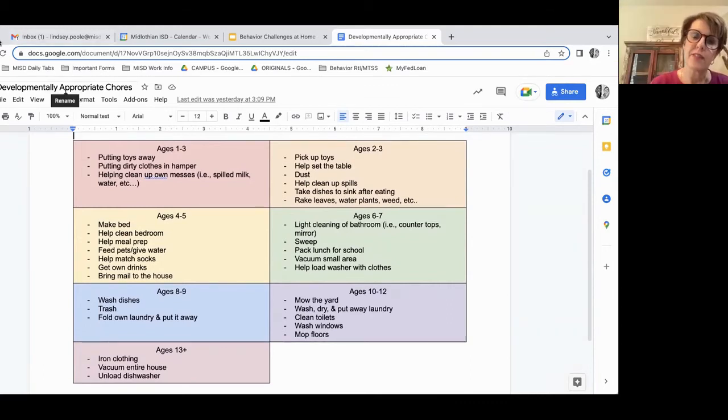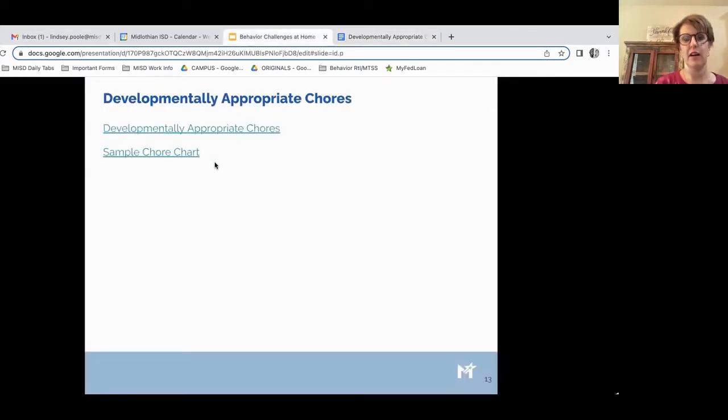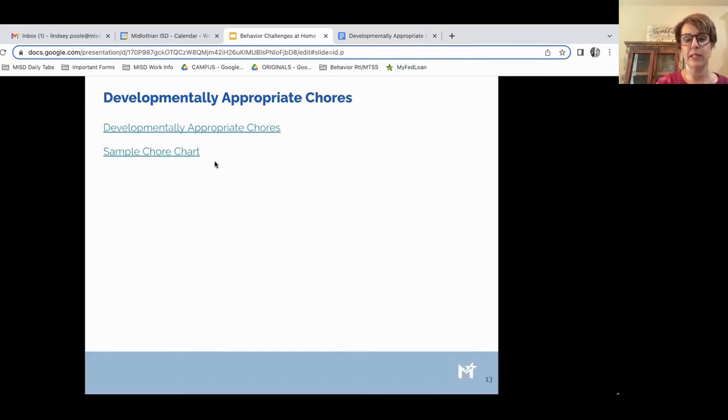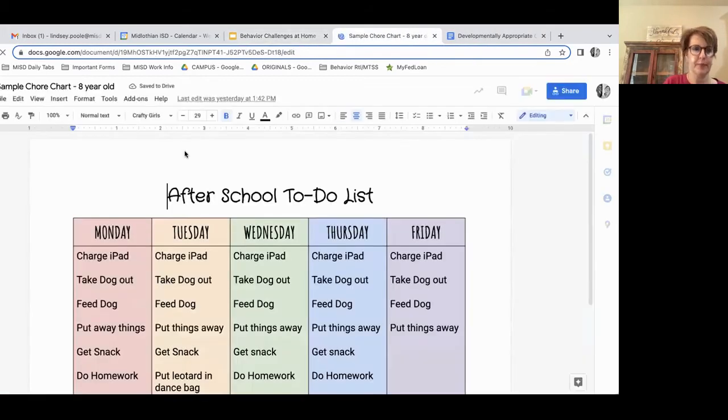So after this is recorded, I will get it formatted. And if you'll just make sure that all the links are able to be shared outside of Midlothian ISD, I will email this out to parents. Absolutely. So they can have this.